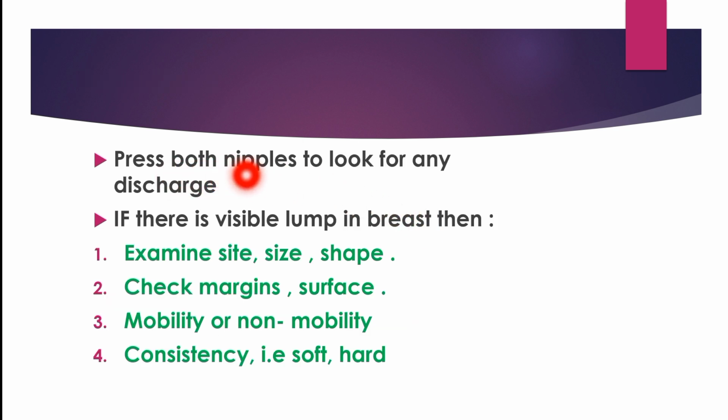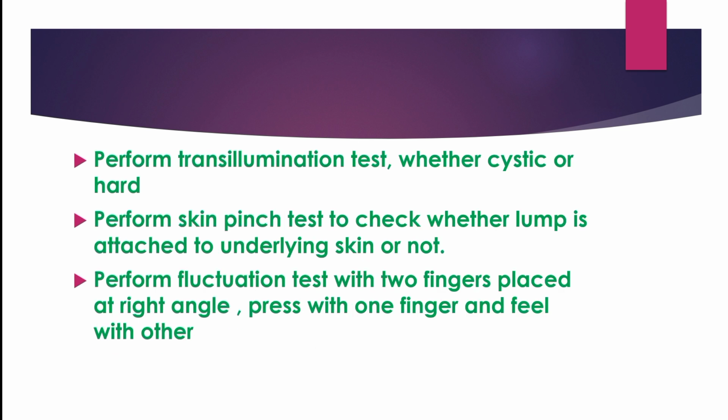and also press both the nipples to look for any discharge, and if the discharge is present, whether it is serous in nature or transparent. If there is any visible lump in the breast, then examine the site of the lump, size of the lump, shape of the lump. Also check the margin, whether they are regular or irregular. Also examine the surface of the lump, whether it is smooth or not. Also examine the mobility of the lump, whether the lump is mobile or not, and also look for the consistency, meaning whether the lump is soft or hard.